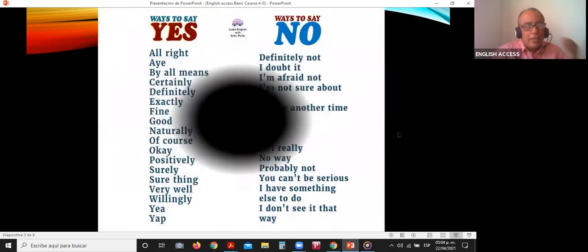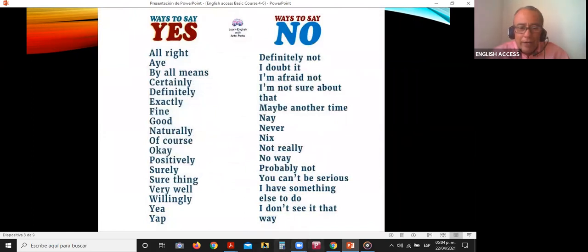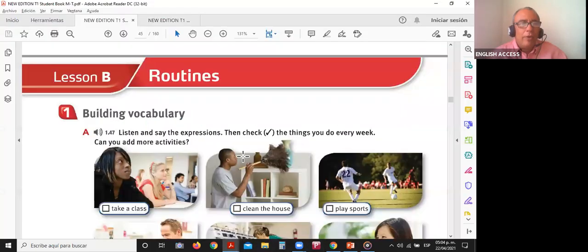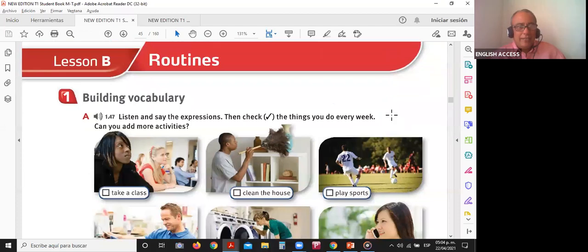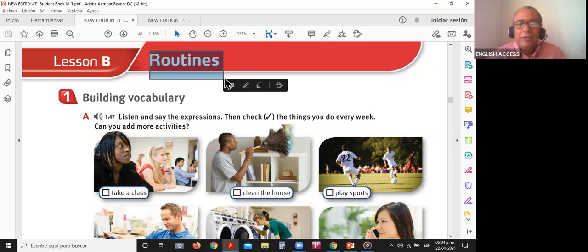We are in lesson B now, and we are moving on. Let's see about lesson B in the book. Here we have routines. It says, what is a routine? What can you understand about the word routine? What is a routine, Antonio? Routine.